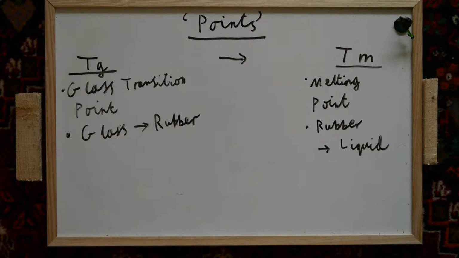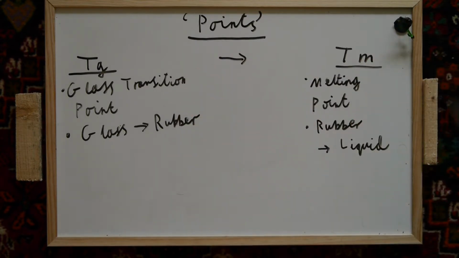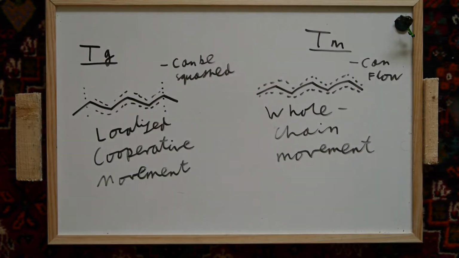Polymers have 2 transition points, the glass transition point and the melting point. The glass transition point is when a glassy or rigid solid turns into a flexible, rubbery solid, and the melting point is when the rubbery solid becomes a liquid. An example of a glassy polymer is this bottle. An example of a rubbery solid is something like a rubber. For the glass transition point, a part of the chain has a localized cooperative movement, but for the melting point, the entire chain moves instead.